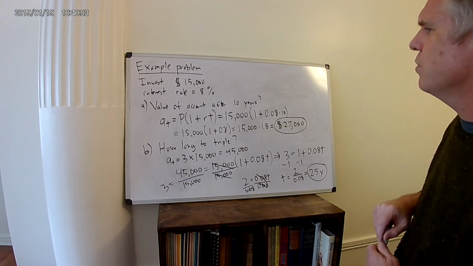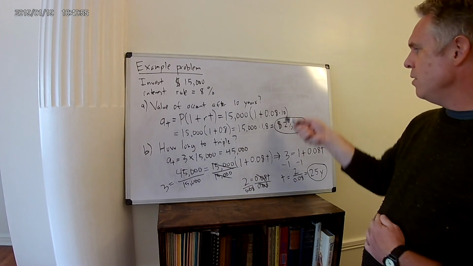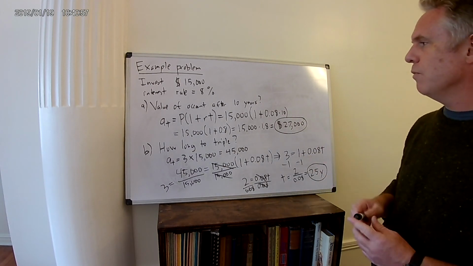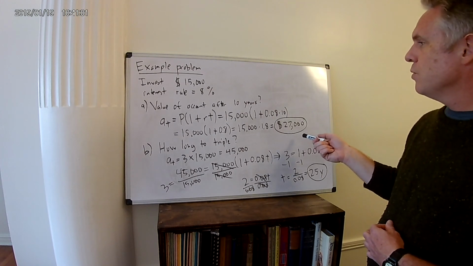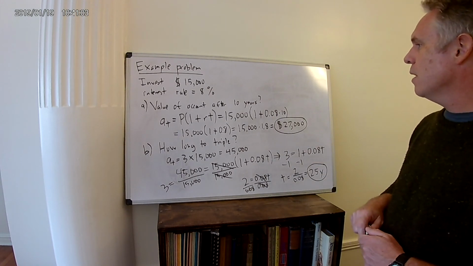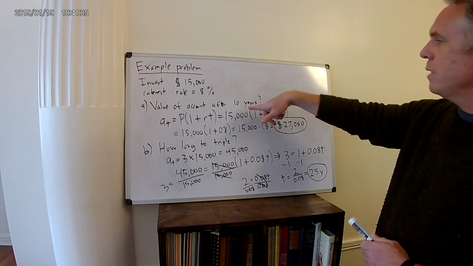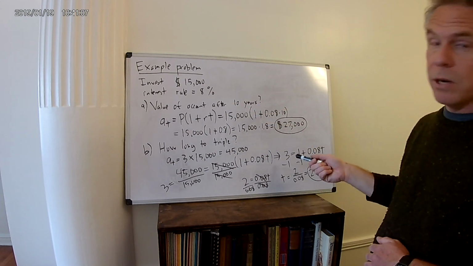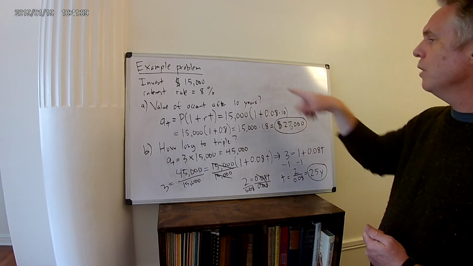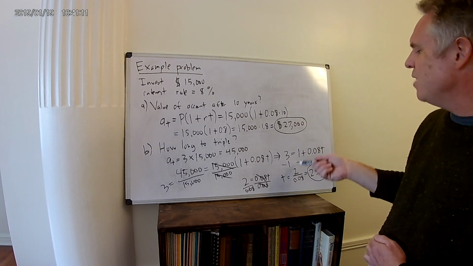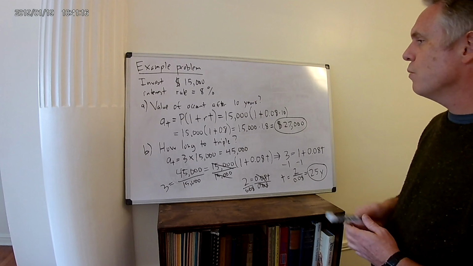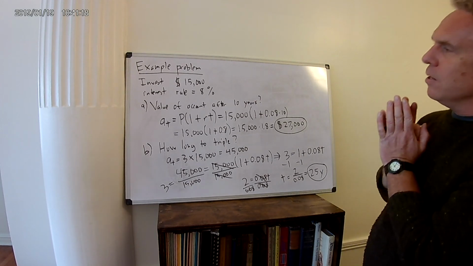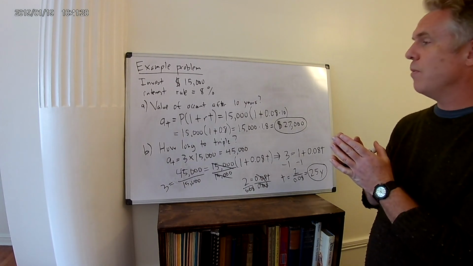Now, does this answer make sense to us? Well, after 10 years, it had a value of $27,000, which is not quite double the account. So it makes sense that it would take a little bit longer than 2 times 10 years for this account to triple in value. It almost doubled in 10 years, so it makes sense that it takes 25 years to triple. And so this answer makes reasonable sense. This is a classic simple interest investment problem.